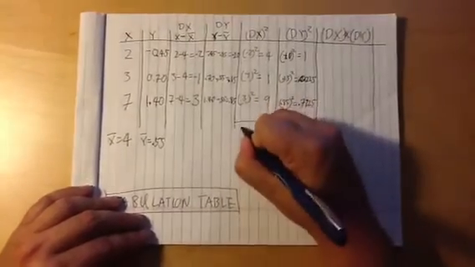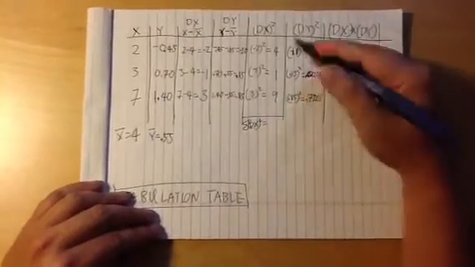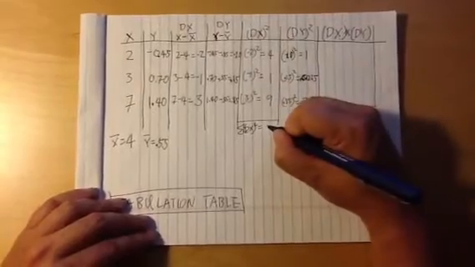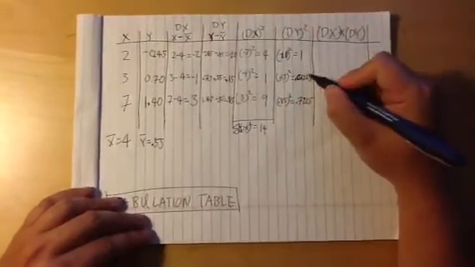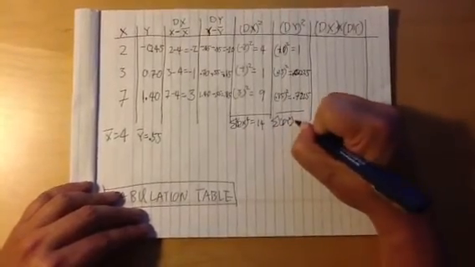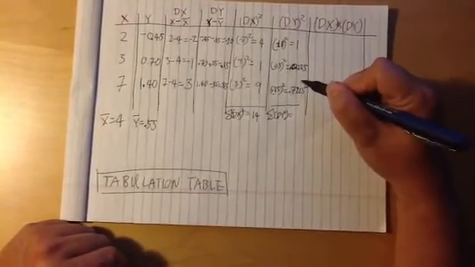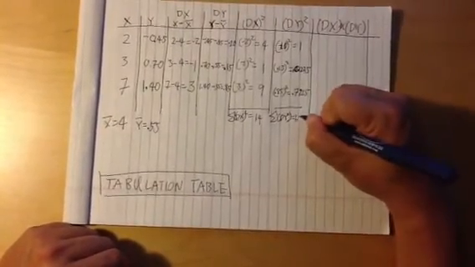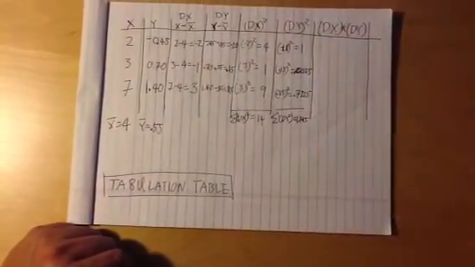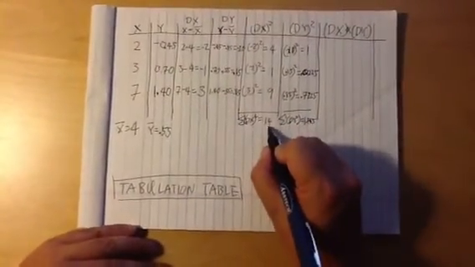And when you sum up these terms right here, the summation of dx squared, that's 4 plus 1, that's 5, plus 9, that is 14. And when you add up these terms right here, the summation of dy squared, you add them up, so it's 1.745, okay?